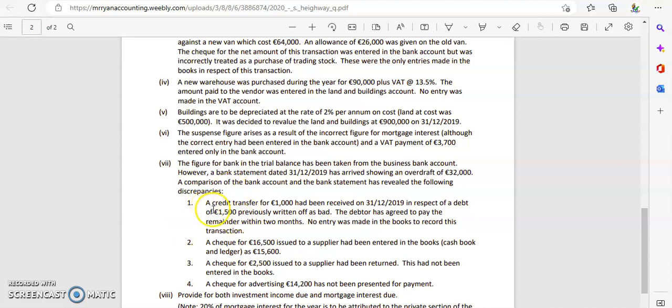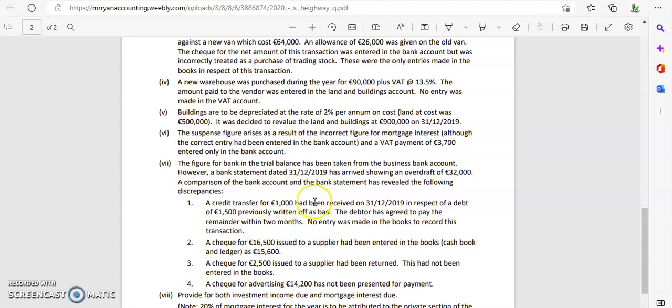Number 1, they found that a credit transfer of 1,000 has been received at the end of the year in respect of a debt of 1,500 previously written off. The debtor agreed to pay the remainder within 2 months. No entry has been made in the books to record this transaction. So there's 3 things we need to do here.